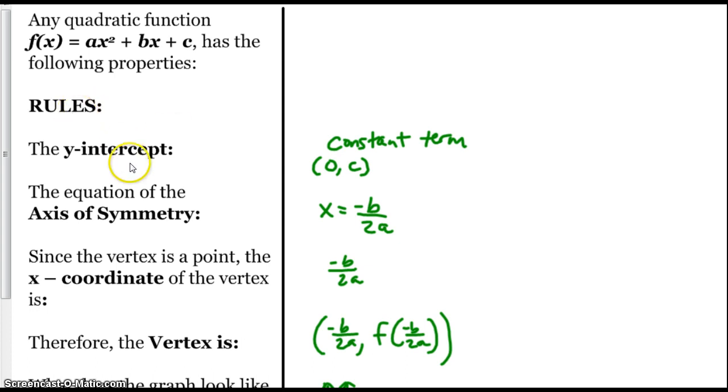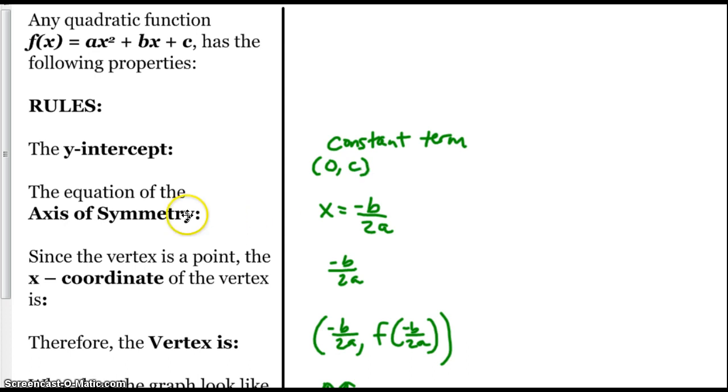And the first rule was that the y-intercept would be your constant term. Because if you just think about the definition of a y-intercept, the x value would be 0. So you would substitute in a 0 for both of these x's, and that's why your y-intercept would be c, because the value of x is 0, and so whatever your c is in your quadratic equation would be your y-intercept.